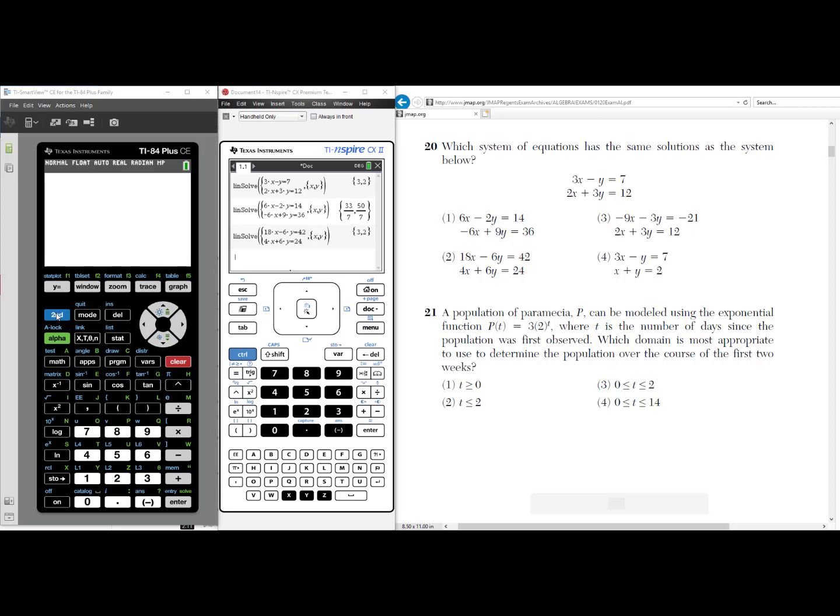For the TI-84 Plus, we'll use matrix. Second, matrix, over to math, and we will use reduced row echelon form, RREF. In RREF, we'll put in a 2x3 matrix, alpha zoom. I see 2 rows, 3 columns. I'll select OK, and now I'll put in my coefficients. 18, negative 6, 42. 4, 6, 24. I see my solution set is 3, 2. Using reduced row echelon form on the TI-84 Plus is how I would recommend solving systems of linear equations.